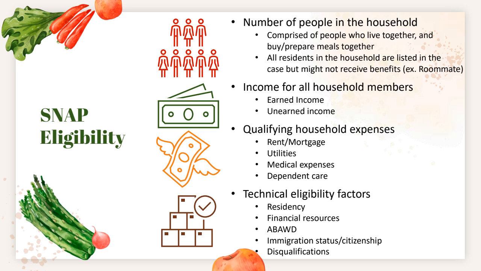We consider immigration status or citizenship, and then if there's any disqualifications. For example, if someone is an ABAWD and didn't meet their work requirements for a certain amount of time, then they are no longer eligible for SNAP until they do. Or for example, if someone had committed some kind of benefits fraud, they may be disqualified for a certain amount of time to receive benefits, those kinds of things. But that's something that DCBS considers and takes a look at, and anybody applying really wouldn't have to think about until we get to that point.